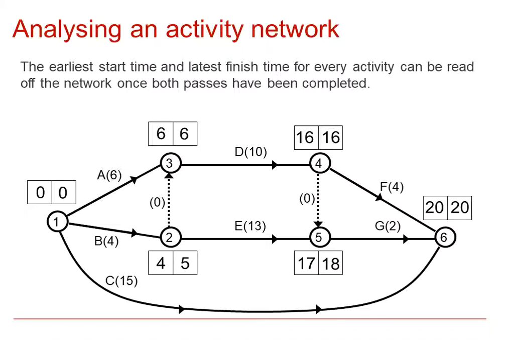However, if you have a quick look at activity E, the earliest it can start is 4, the latest it has to finish is 18, and its duration is 13. So the difference between 4 and 18 is 14 units of time. E only lasts for 13 units of time, so we say it has 1 unit of float.